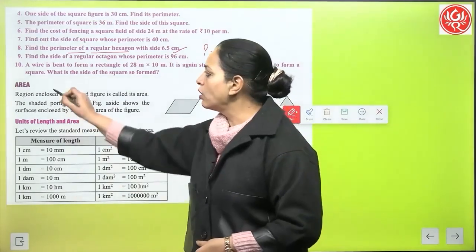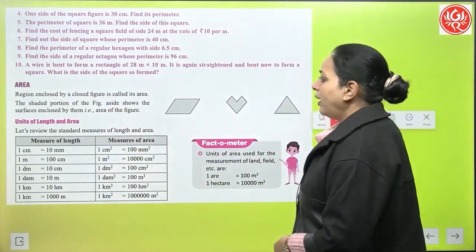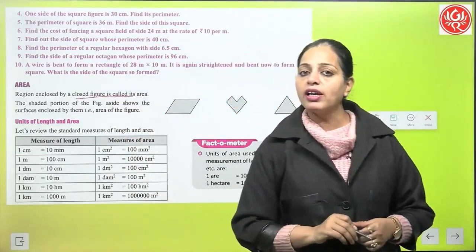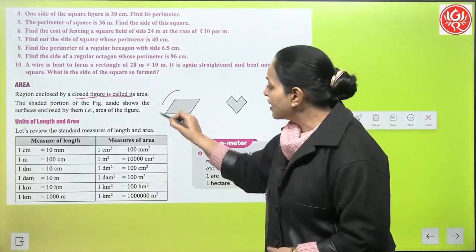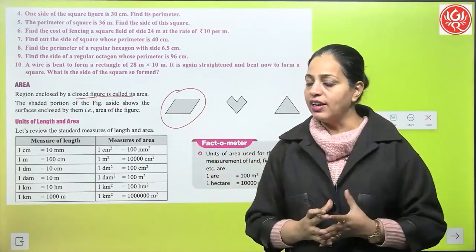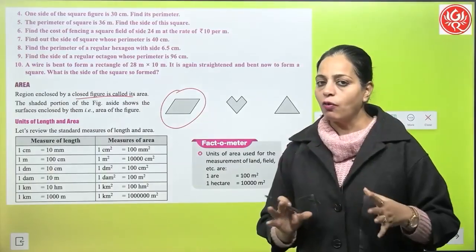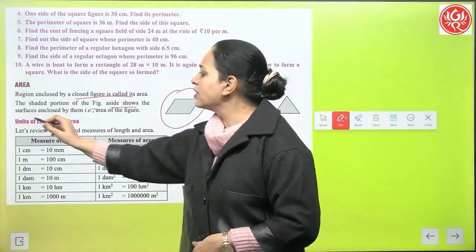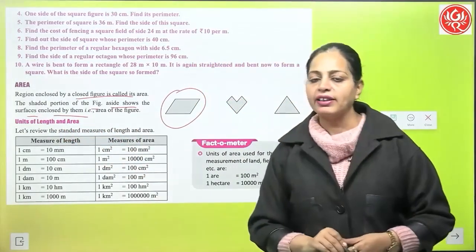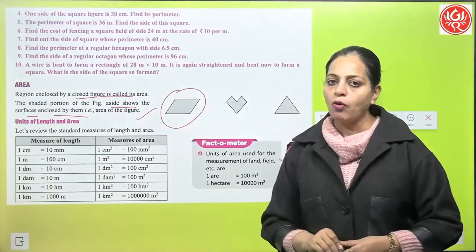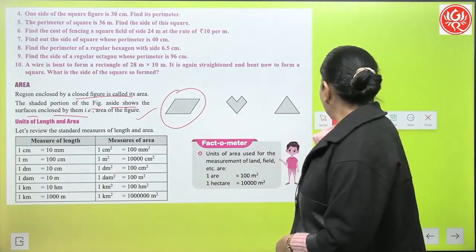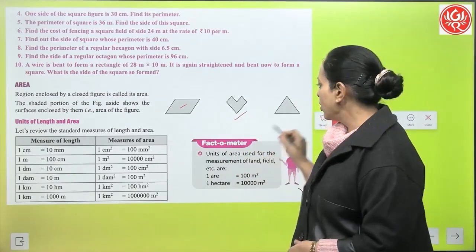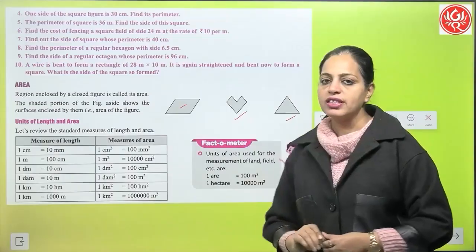Now we are talking about area. What do you mean by area? Region enclosed by a closed figure is called its area. Any region that a figure encloses is the area of that figure, right? The shaded portion of the figure aside shows the surface enclosed by them, that is the area of the figure. So what is the area of this figure? This shaded part of this figure.